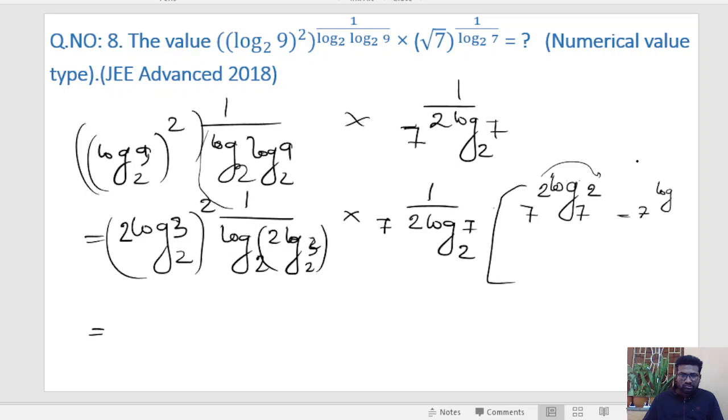And this comes again to 7 to the power log of 2 base 7. We can write a to the power log base a of b equals b. So what is the value of the given function?